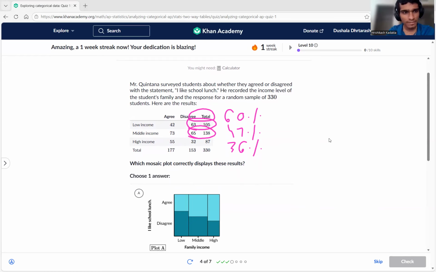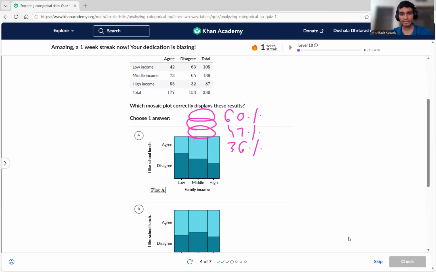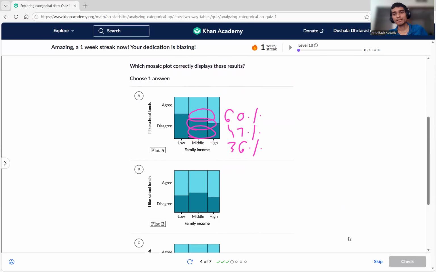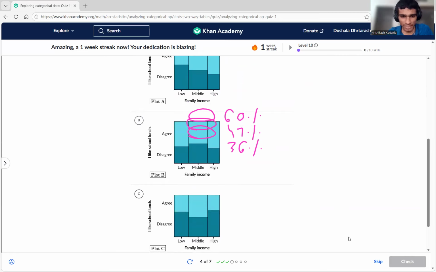And this quite closely matches with A, if you guys notice here, right? A quite closely matches. B doesn't match that, because 60 and 37 equal. It should be 60, 47, 36, like a ladder, like a downward staircase. It's kind of that way it should be. Like 60, 47, 36. B doesn't match that.